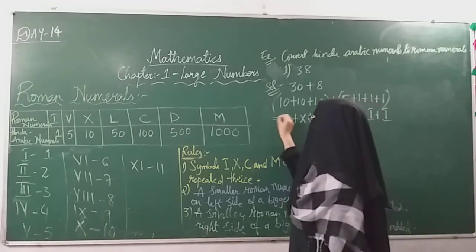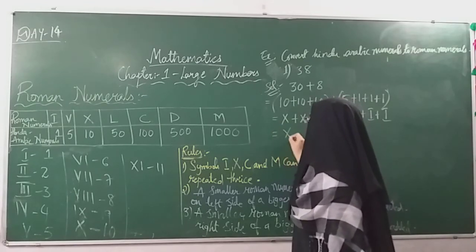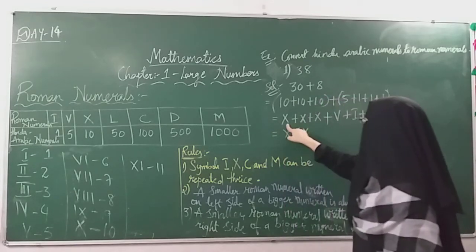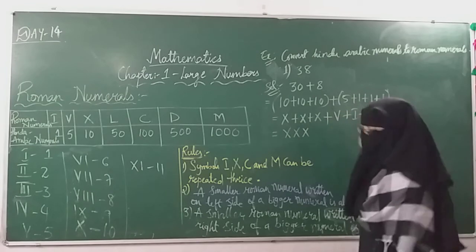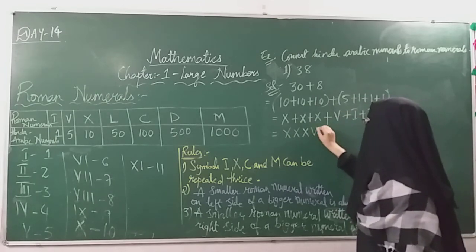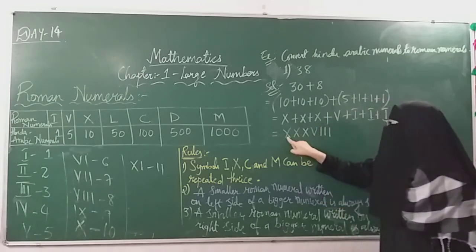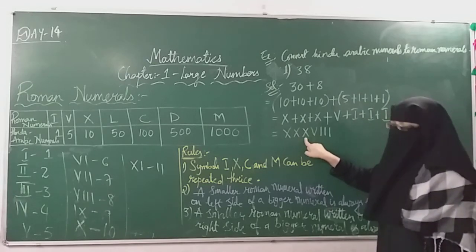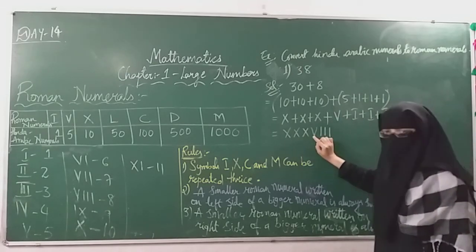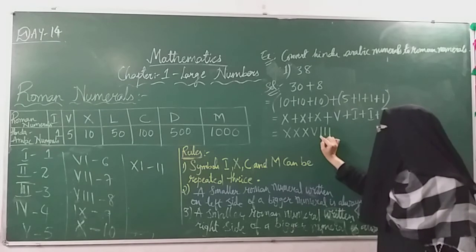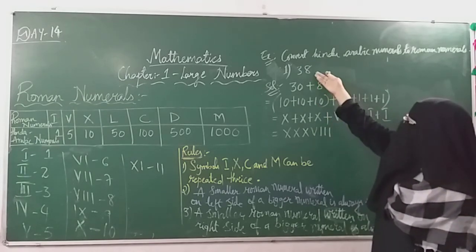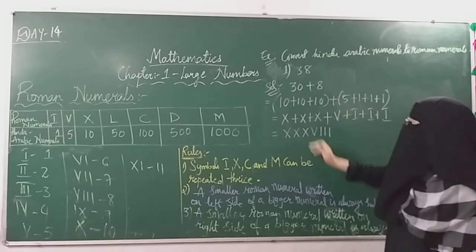Now you can club this, you can merge this. 10 plus 10 plus 10, I am removing the plus symbols and directly writing. This is 10 plus 10, 20. 20 plus 10, 30. 30 plus 5, 35. 36, 37, 38. So we have converted the Hindu-Arabic numeral to Roman numeral.